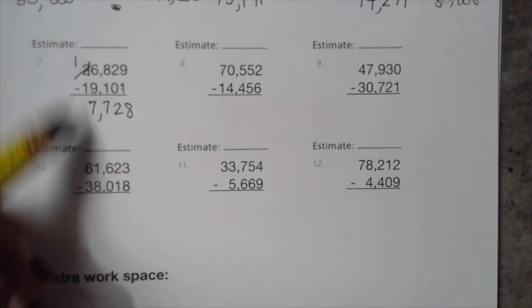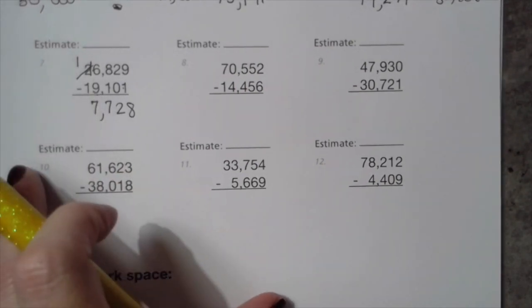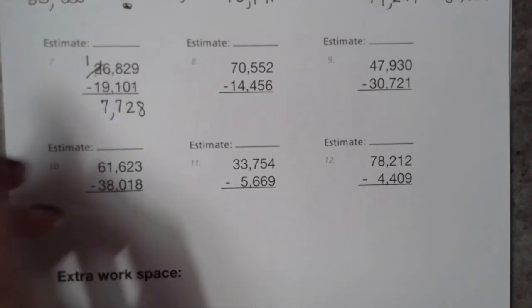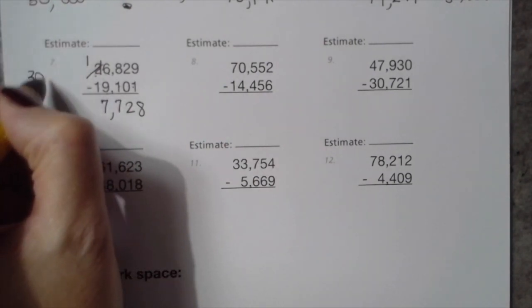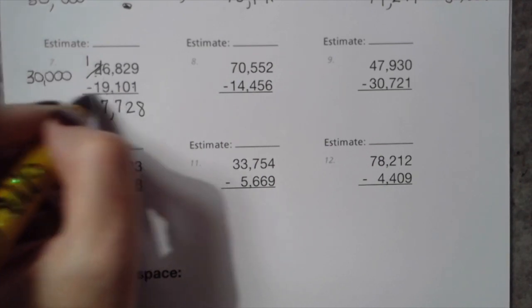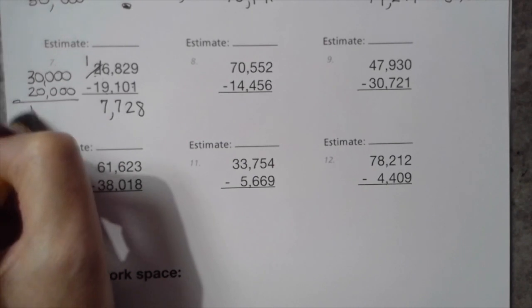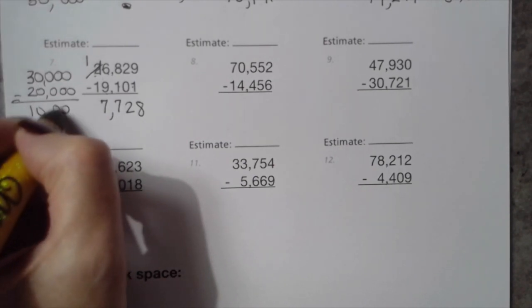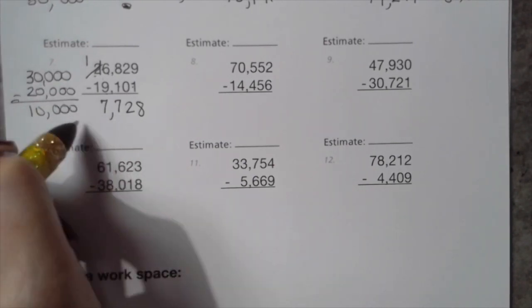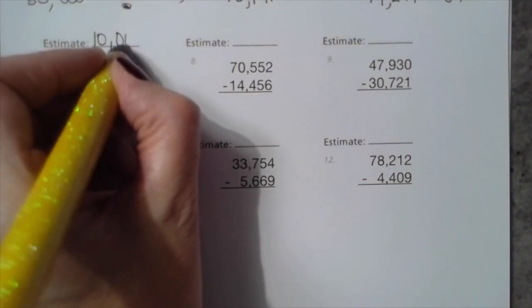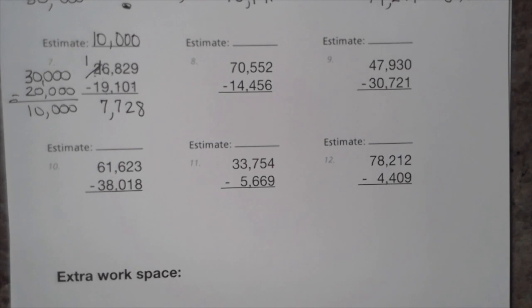Oh, I forgot to estimate this, so let me go back and do it. So that rounds to 30,000. And that rounds to 20,000. And that is about 10,000. Yeah, 7,728 and 10,000 are close, so that's reasonable. Okay, one more.